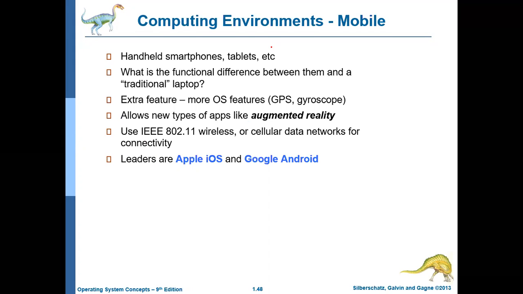The mobile computing environment refers to the computing environment provided by smartphones or tabs. So nowadays we have smartphones with a lot of functionality, and how is it different from a traditional laptop? In a mobile phone there are additional features which are generally not available in a laptop.